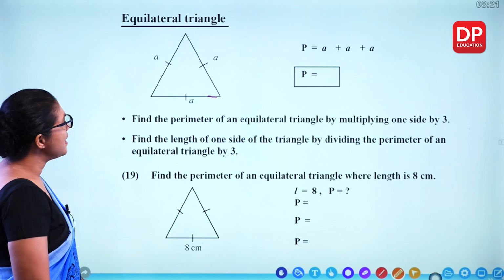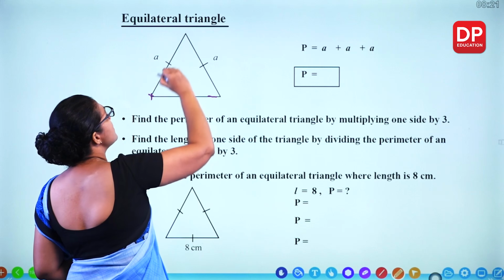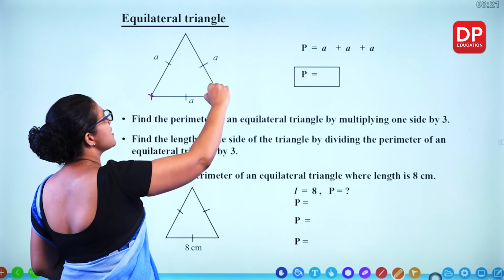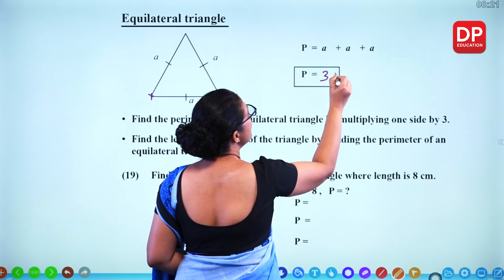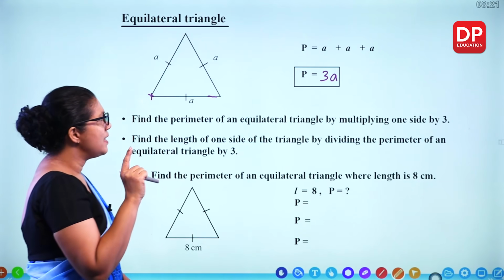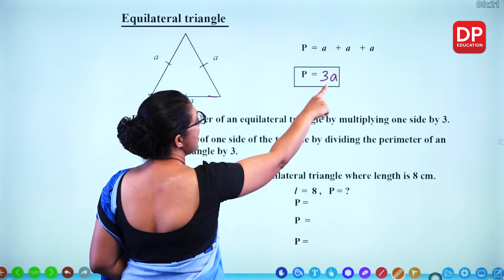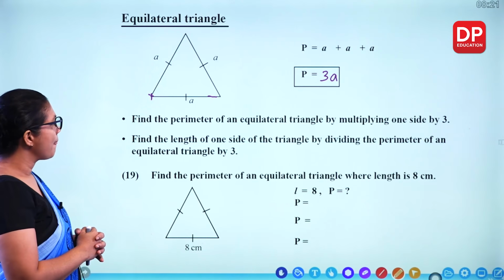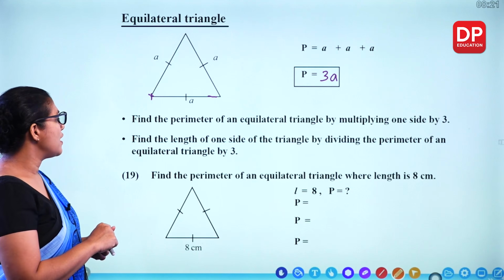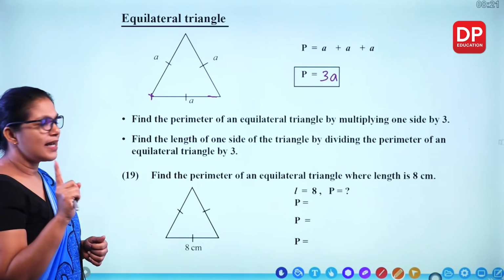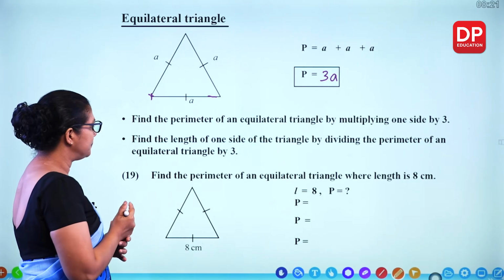Now we'll find the perimeter of this equilateral triangle. Start from one place, go around: A plus A plus A. Like terms addition, you get 3A. So the perimeter of an equilateral triangle: you can take one side and multiply by 3. Find the length of one side of the triangle by dividing the perimeter of an equilateral triangle by 3. You can get one side. So A equals P divided by 3.